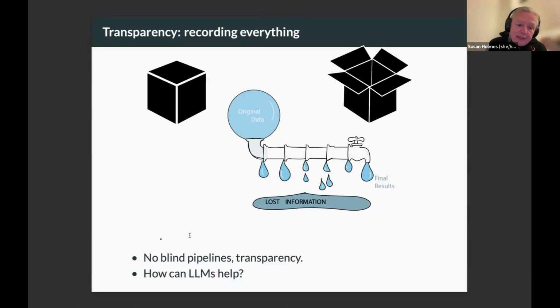And then the other thing is we try not to have too many blind pipelines, not too many black boxes. And for that, you ask, how can large language models help?